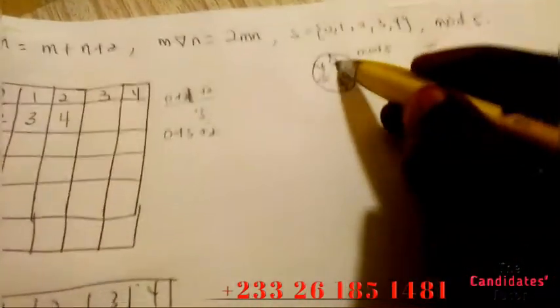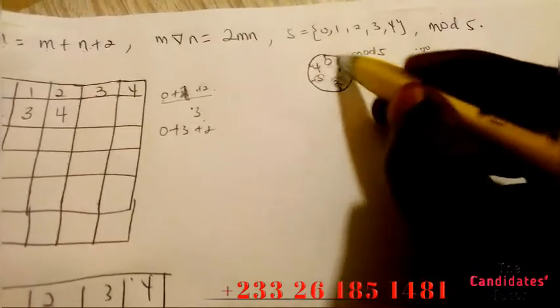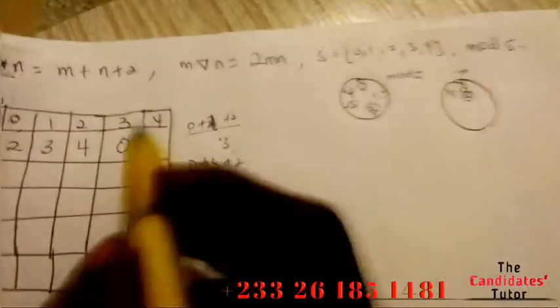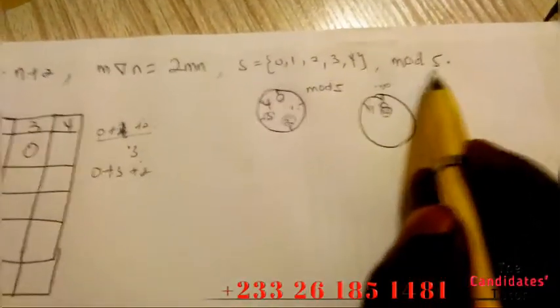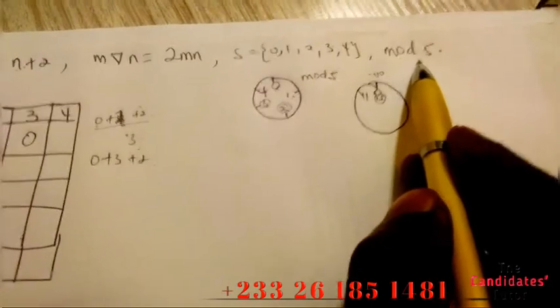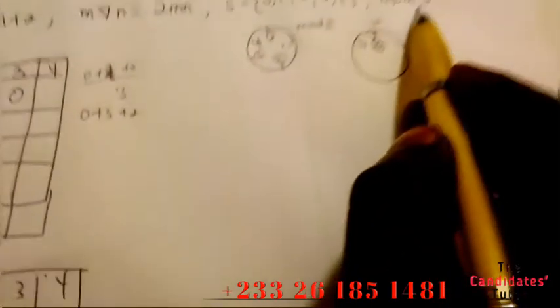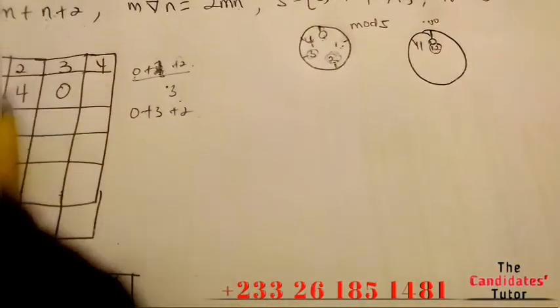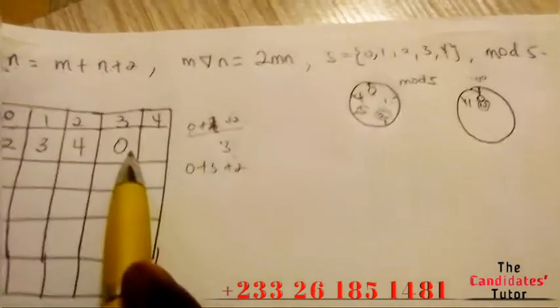And 5 here in mod 5, what do we get? 0, 1, 2, 3, 4, 5. 5 becomes 0. So you're going to write 0. Please, you don't have to write the 5 here. You are working in mod 5. That is what you have been given. You are asked to work in mod 5. So when you finish, whatever answer that you're going to get, you're going to convert it to mod 5.